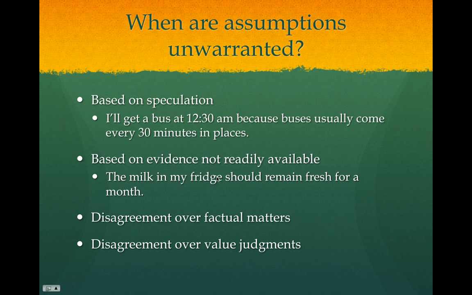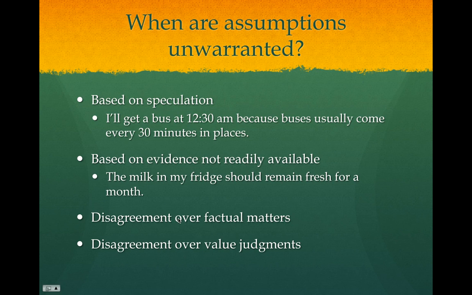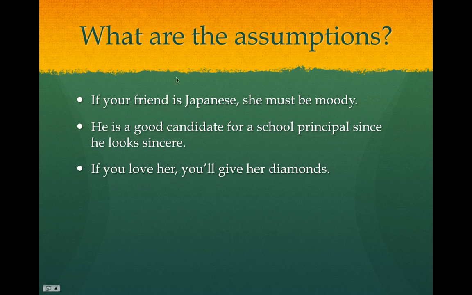Or you're basing it on evidence that you don't have. So the milk in my fridge should remain fresh for a month. When I ask you why, you don't know. So there's no evidence available. And then, like I said before, disagreement over factual matters, disagreement over value judgments. So this could easily just become unwarranted. So here are three examples of arguments, and we need to figure out what the assumptions are.